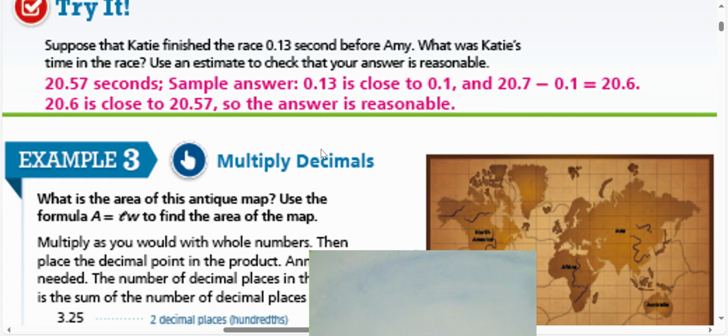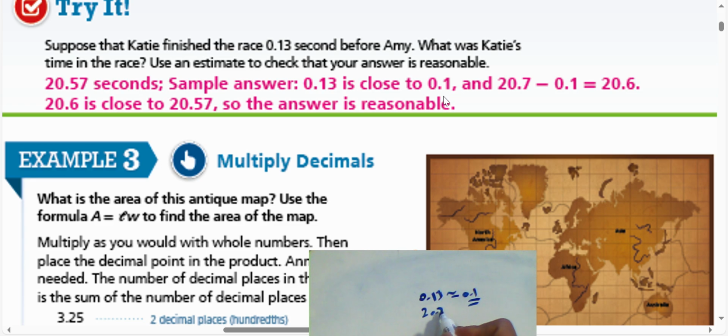Try it. Suppose that Kate finished the race 0.13 seconds before Amy. What was Kate's time in the race? Use estimation to check that your answer is reasonable. Okay, we have 20 and 57 hundredths seconds. This answer, why? Because 0.13 is closer to 0.1. We can approximate this number to be 0.1.